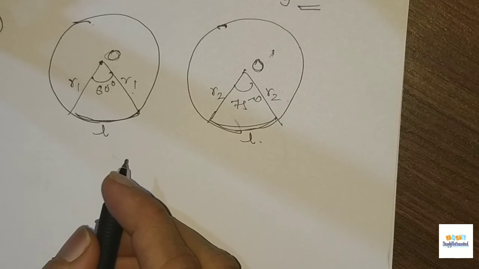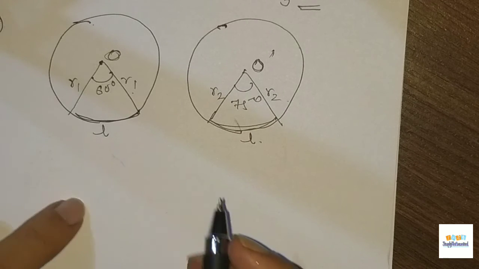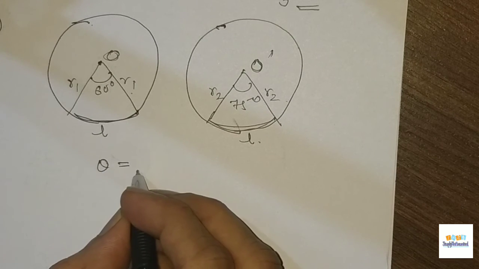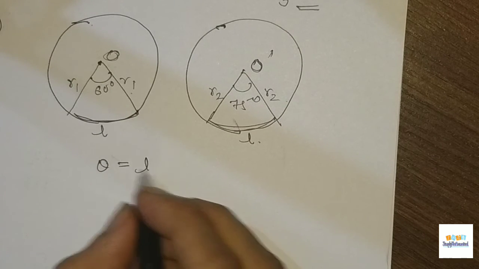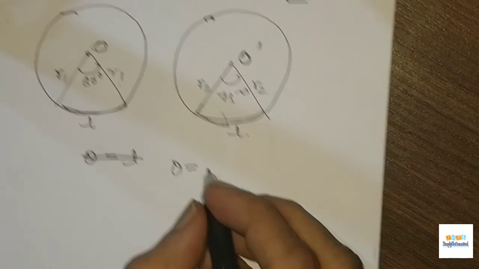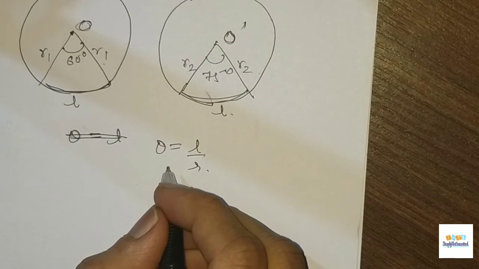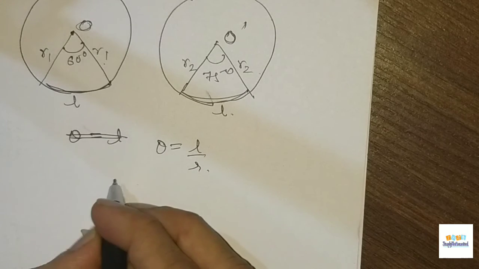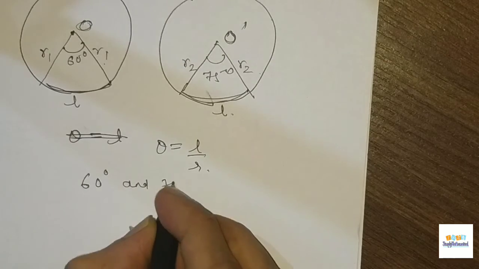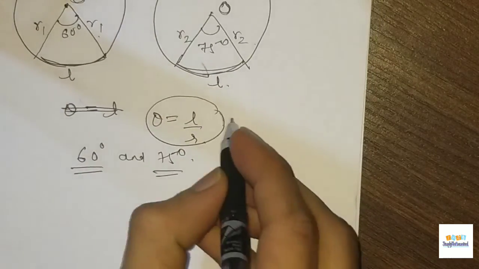Now we have to use the formula you know for theta. The formula is theta equal to L by R. This is the general formula for theta. Now what theta is given? Theta is 60 degrees and 75 degrees. These are the theta values which are given. So you keep the formula here for now.